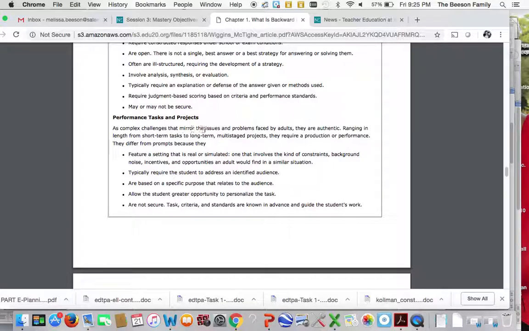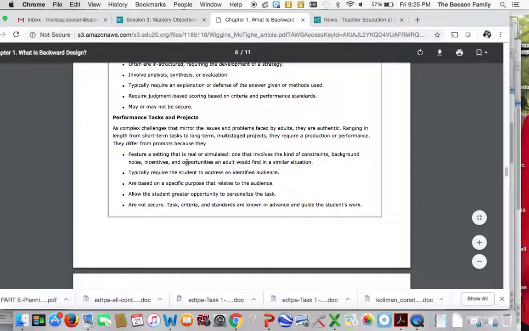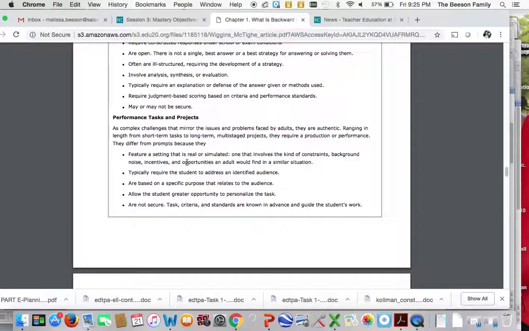It says it might mirror issues and problems faced by adults that are authentic, just like someone who is trying to build something, they've got to know these things to be able to do it, and that's kind of what we were doing with that unit. So think of this as being bigger, more complex application, not just recall or memorization, but everything I'm learning is leading up to me being able to do this task that feels real.